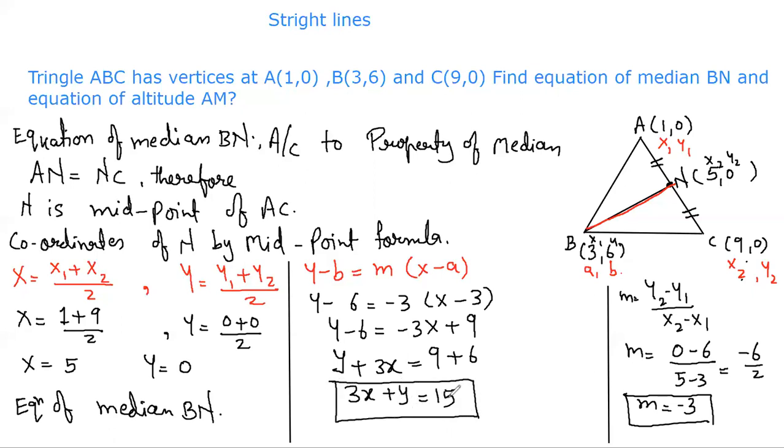So this is our equation of the line median BN. So that's our answer for the equation of median.